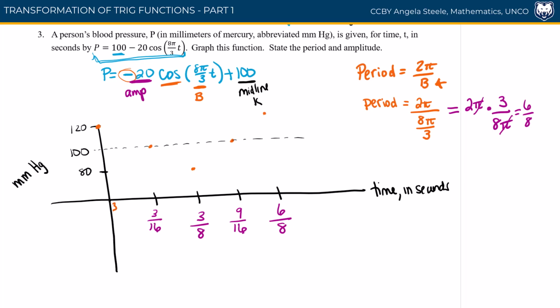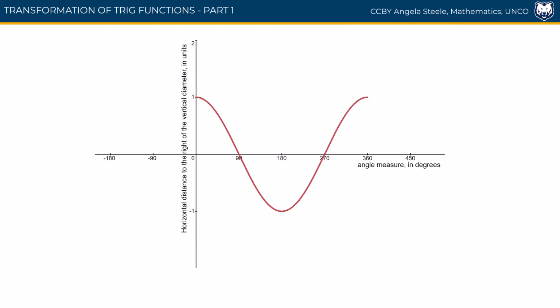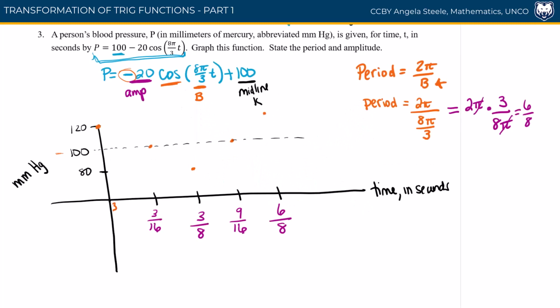But remember, we haven't talked about this negative sign. So what that does is it reflects it over our midline. And so that's another key thing about transformations, is that when we negate it, we want to think about reflecting it over that midline. So that means that, I'm going to change colors here, instead of being at 120, it's now going to be at 80. So we're reflecting it over that 100.